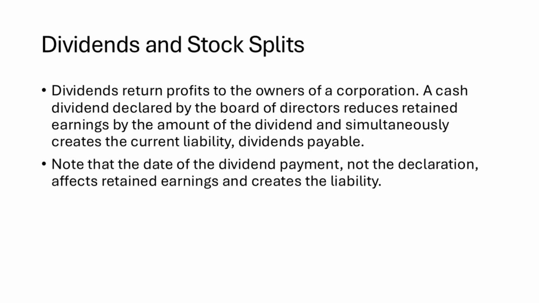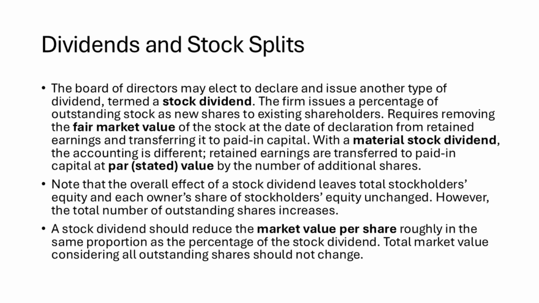So we give a note that the declaration of the dividend, not the payment date, affects the retained earnings and creates the liability. The board of directors may elect to declare and issue another type of dividend, termed a stock dividend. The firm issues a percentage of outstanding stock as new shares to existing shareholders. If, for example, the board declares a 10% stock dividend, an owner holding 1,000 shares will receive an additional 100 shares of the new stock.